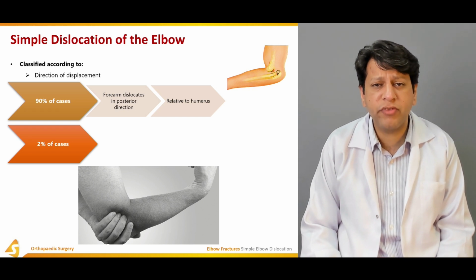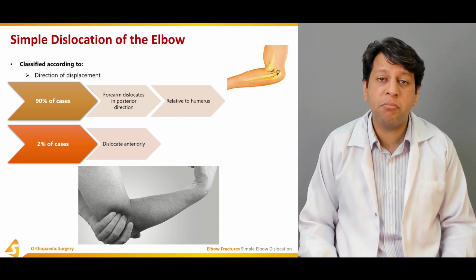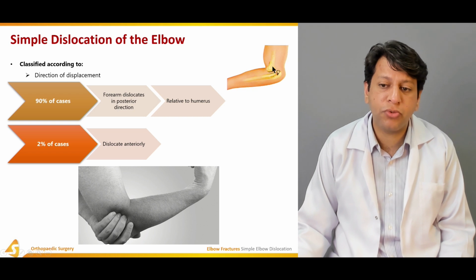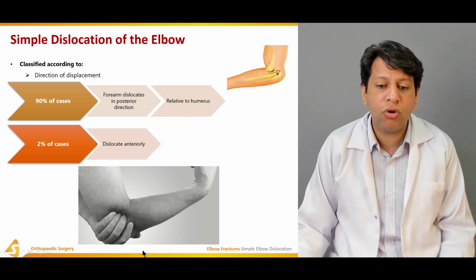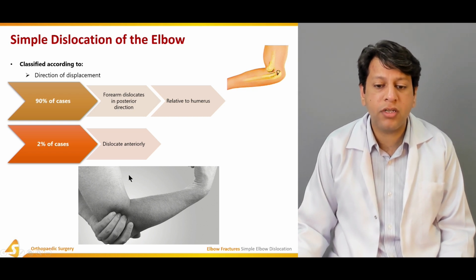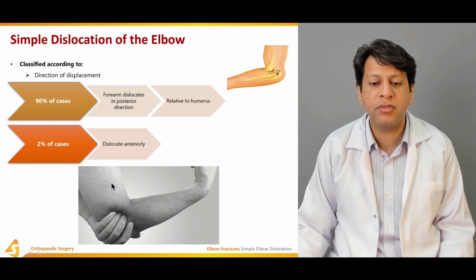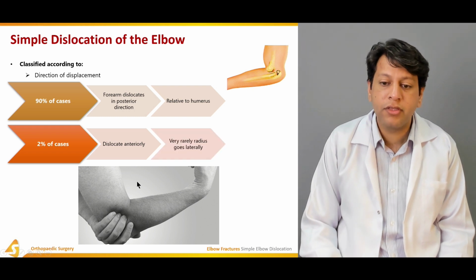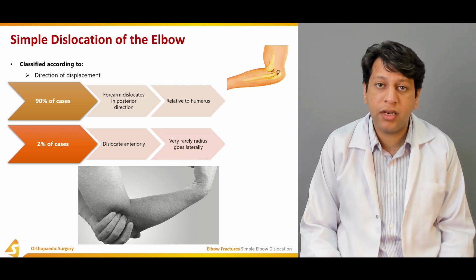Almost in 2% of the cases, which is very few, it results in anterior dislocation. The mechanism is such that sometimes a fall on the outstretched hand results in posterior lateral dislocation. A fall on the flexed elbow can result in anterior dislocation, or the injury is direct, with such a force that the upper part of the arm is fixed and the injury occurs from posterior to anterior aspect. All this is very rare, but it can happen as well.